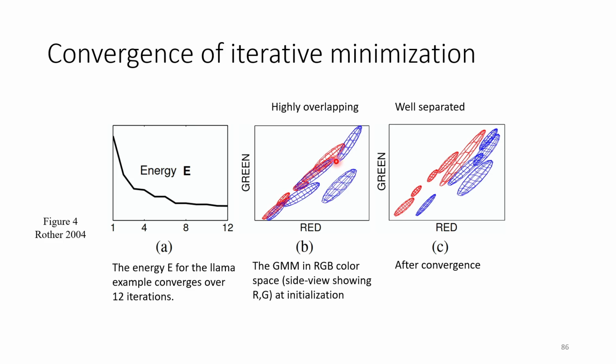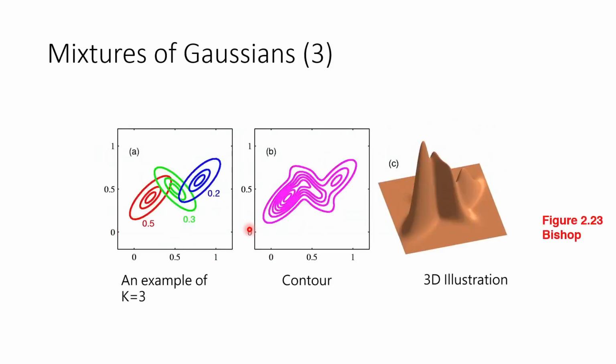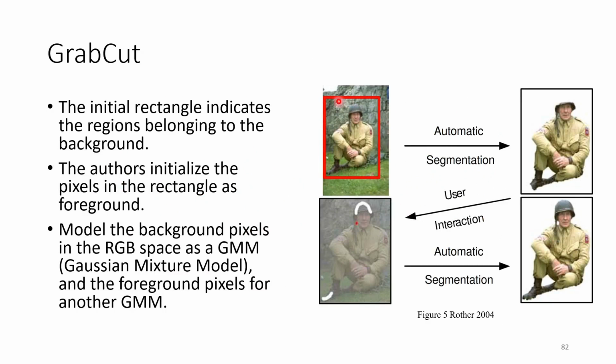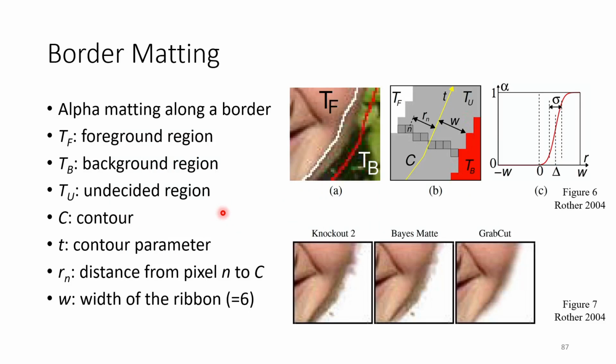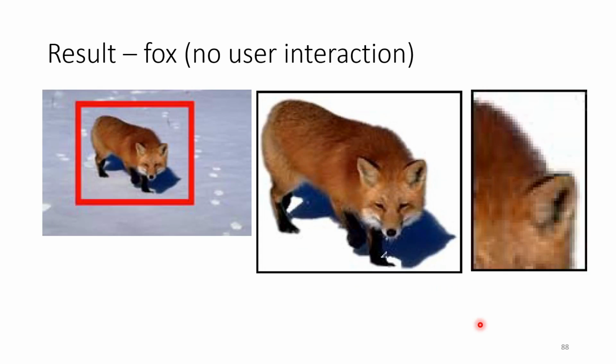In the beginning, they highly overlap with each other. The reason is that when you give a rectangle, you include some background image as foreground. However, with several iterations, you will separate the two distributions, and the energy will gradually reduce. And then they also offer a technique called border matting. It's a type of alpha matting, and it will generate a smooth boundary. That's what they want.